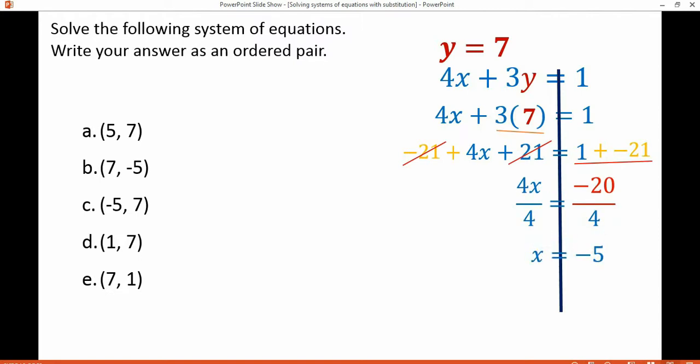X will come out to be negative 5, which means that the x-coordinate to this point is negative 5, and the y-coordinate is positive 7. That's our solution to that system of equations. That is where this line, y equals 7, and this line, 4x plus 3y equals 1, will intersect.